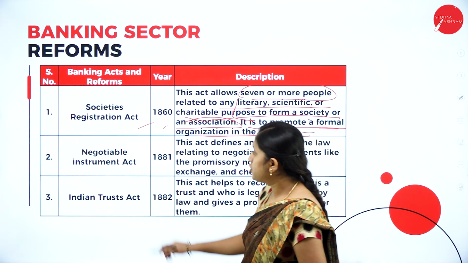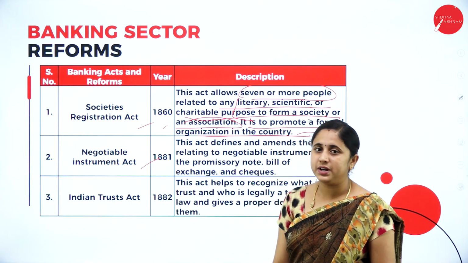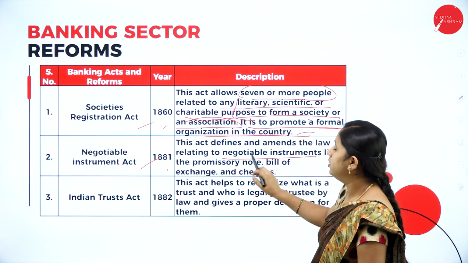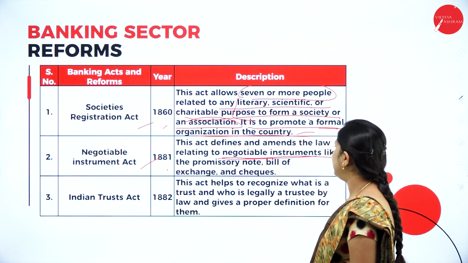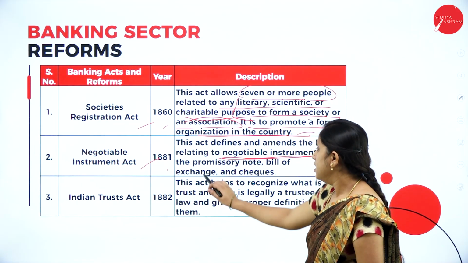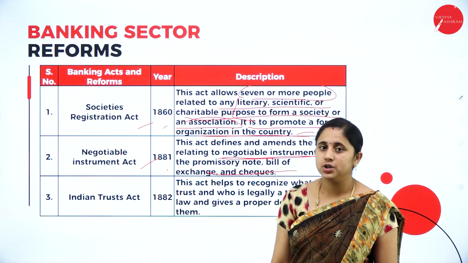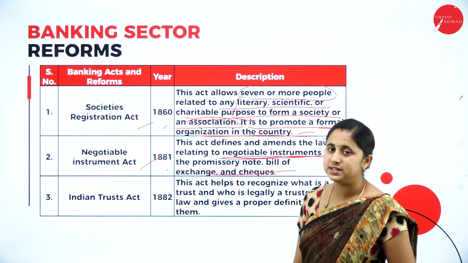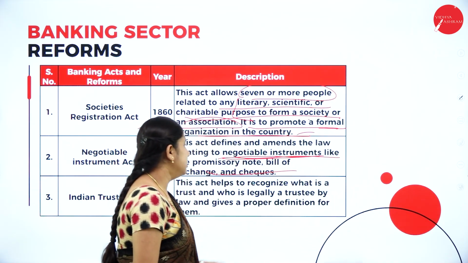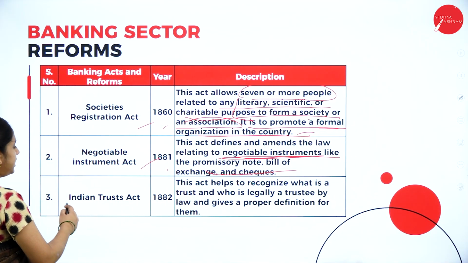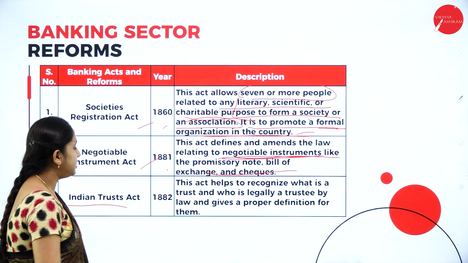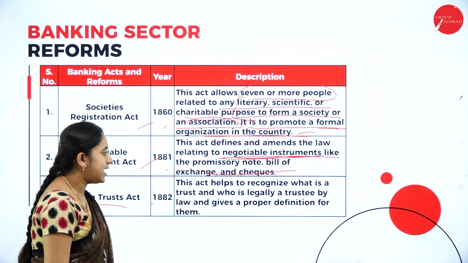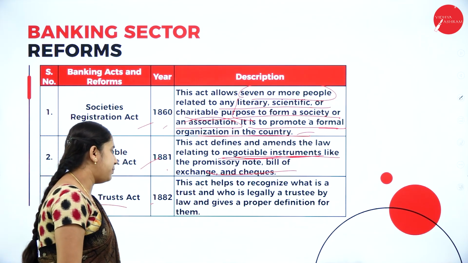Next one, Negotiable Instrument Act 1881. This act defines and amends the law relating to negotiable instruments like promissory note, bill of exchange and checks. Next one, Indian Trust Act 1882. This act helps to recognize what is a trust and who is legally a trustee by law.